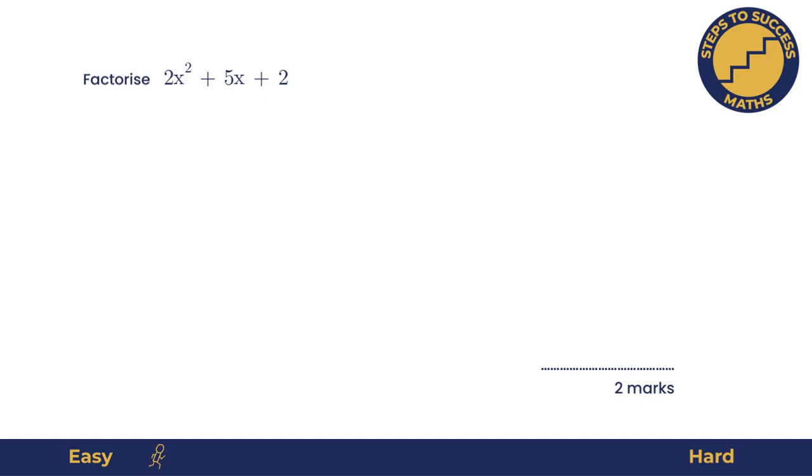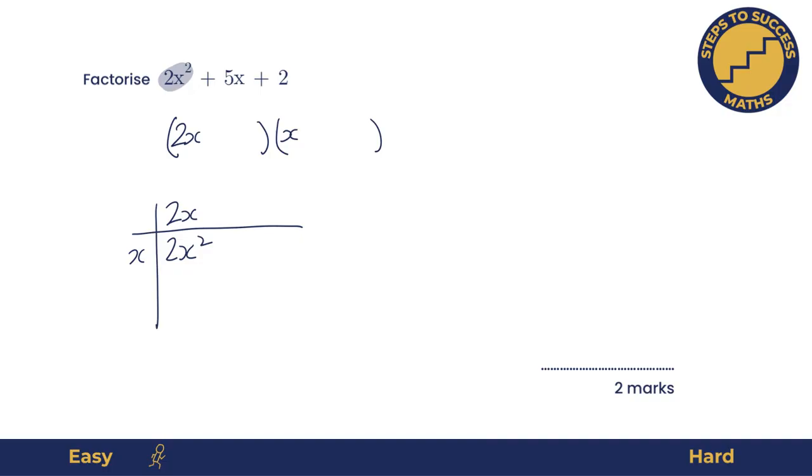So what makes these different to the ones we've done before is that there's a 2 in front of this x squared. So we're going to start the same way. We're going to draw our two brackets because it's still a quadratic. Now, one of these brackets needs to start with a 2x and then the other one just needs an x. That way, when we multiply it out, whether you use the table or a different method, you will get 2x squared in this position here.